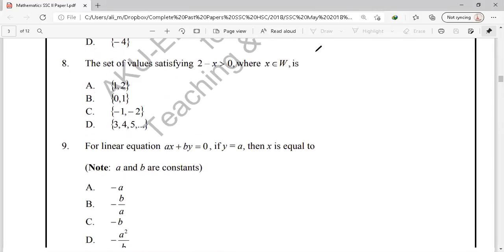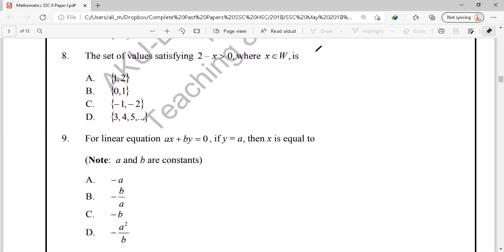So let's see question number 8 and 9. The set of values that satisfy the inequality 2 minus x greater than 0, where x belongs to the whole numbers. So we can take this minus x to the right hand side of this inequality. So 2 is greater than x, or x would be less than 2, where x belongs to whole numbers.